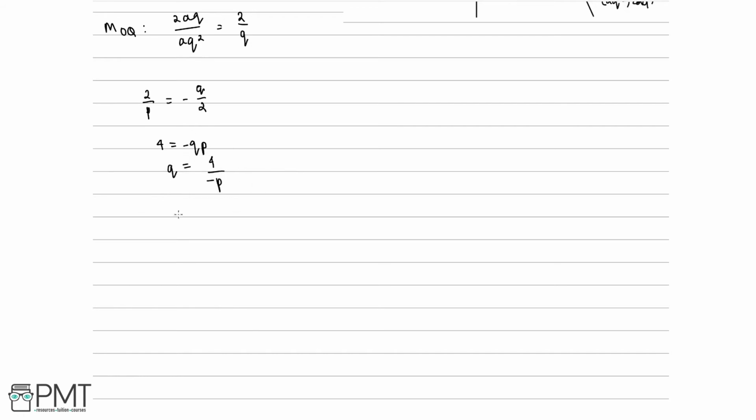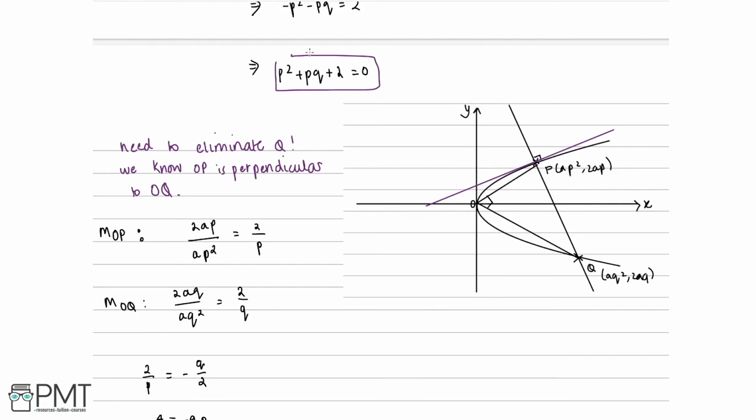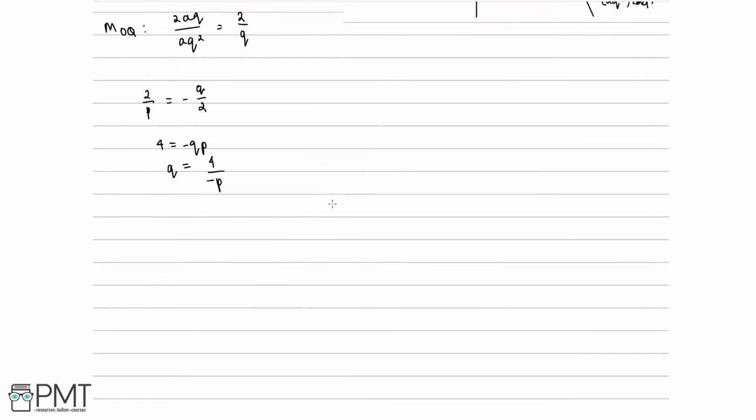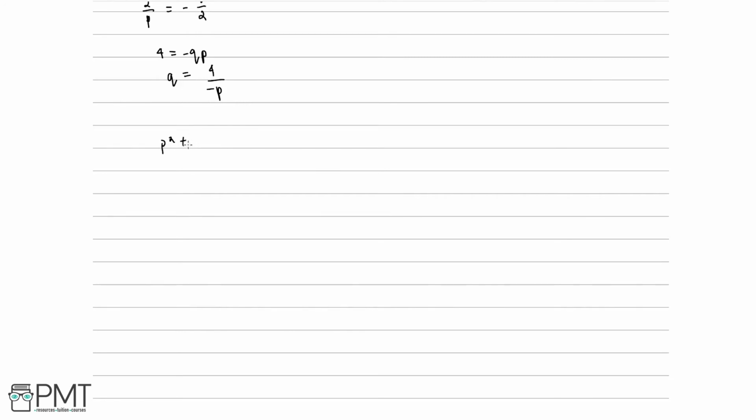Great, so now that we know an equation for q in terms of p, we can use this in order to substitute back into our quadratic equation above. So we know that q is equal to 4 over minus p, and thus p squared plus pq plus 2 is equal to 0 can be rewritten as p squared plus p multiplied by 4 over minus p plus 2 is equal to 0. We can simplify this to form p squared minus 4 plus 2 is equal to 0, and thus p squared is equal to 2. And thus we have shown that p squared is equal to 2.